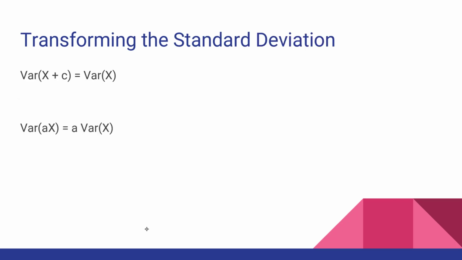So now that we know how to transform the mean, we also need to know how to transform the standard deviation. So note, I used VAR here. That stands for variance. I'm not using the direct standard deviation because variance is a lot easier to work with. So VAR here means variance. So you would read this as the variance of X plus c, where X is our random variable.